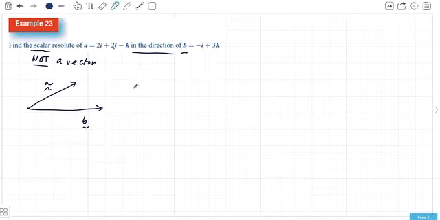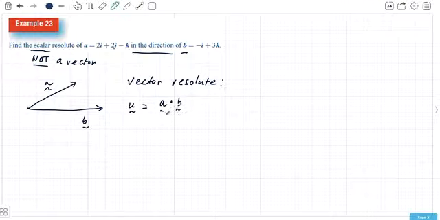Now, previously, we were looking at a vector resolute. And the vector resolute of A in the direction of B was given by U, where U was A dot B on the top on B dot B, and then times B. And that could also have been written as A dot B on magnitude of B squared, B. So that's what the vector resolute was.